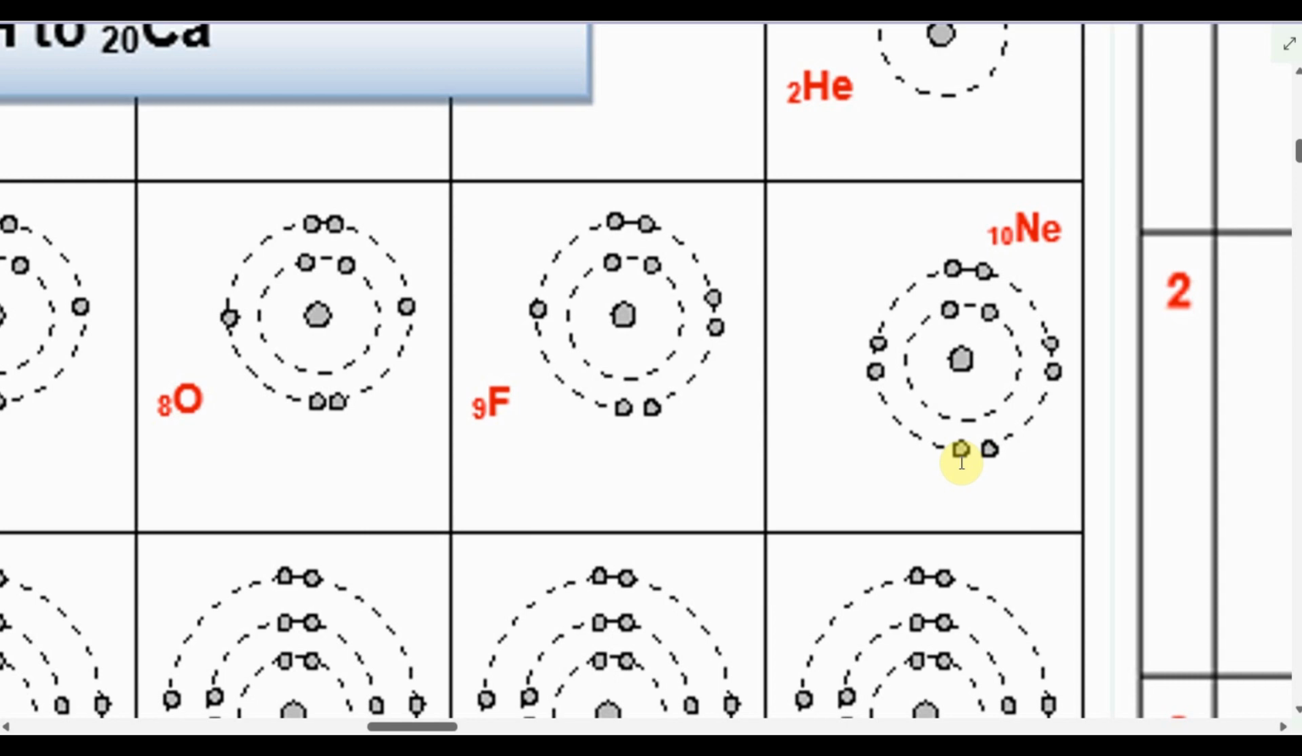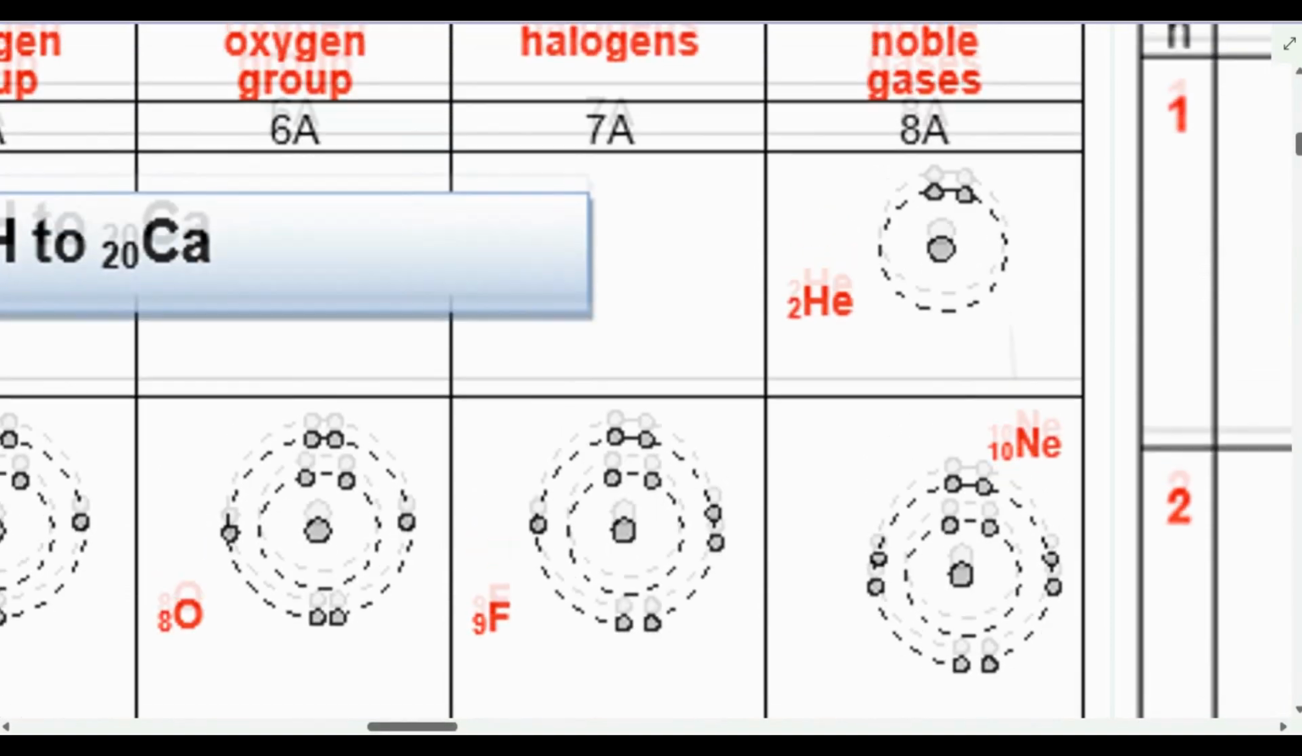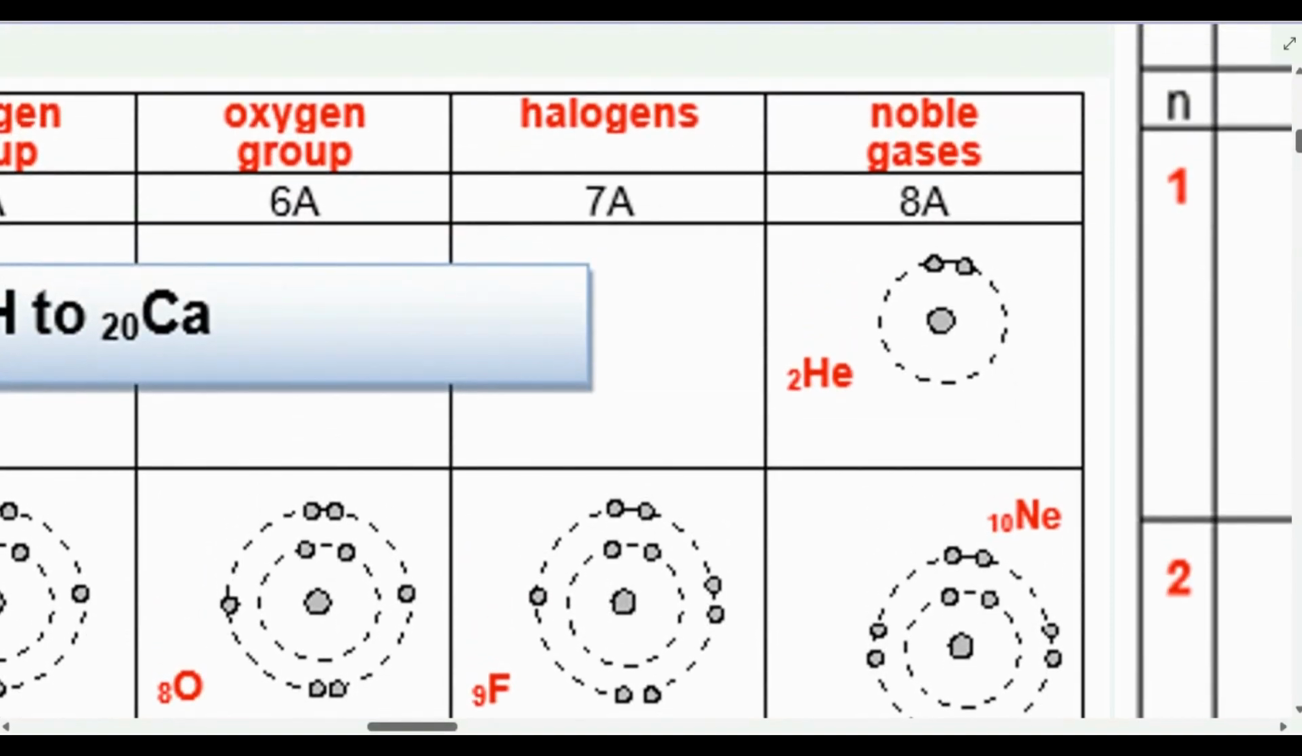Now it turns out that we observe that elements, A group elements with full outer shells, are inert and unreactive. Helium, neon, and argon in group 8A, all the way down group A, those are noble gases. They don't react with anything. They're quite stable and inert.